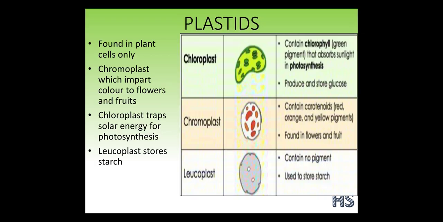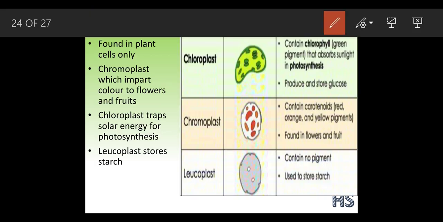Now, plastids are only present inside the plant cells. The plastid can be of different shapes, that is oval, spherical, disc shape. What is the function of these plastids? These plastids impart different types of color.